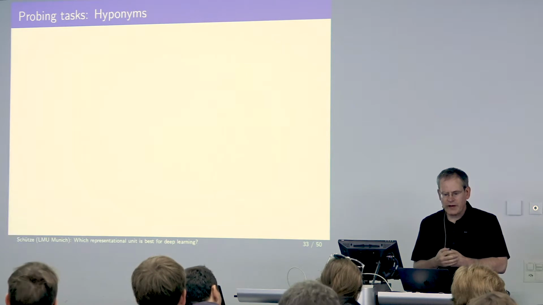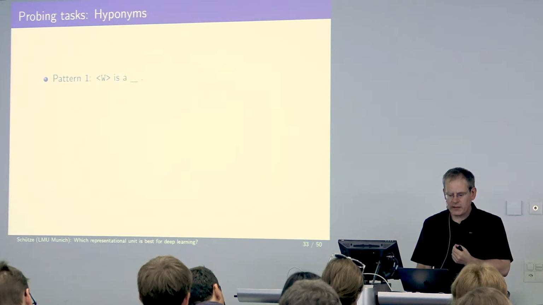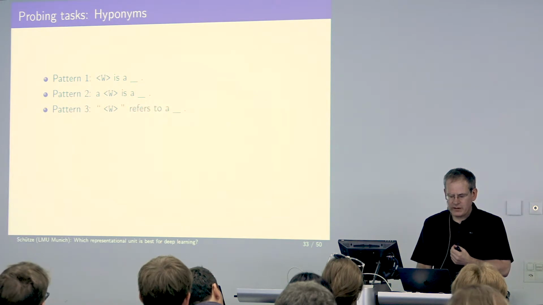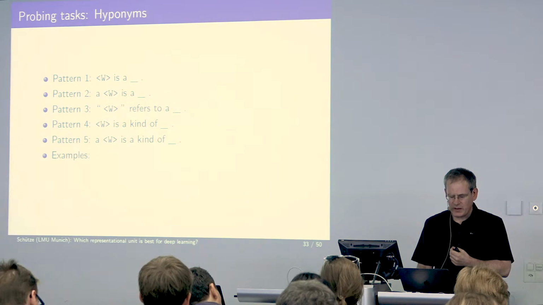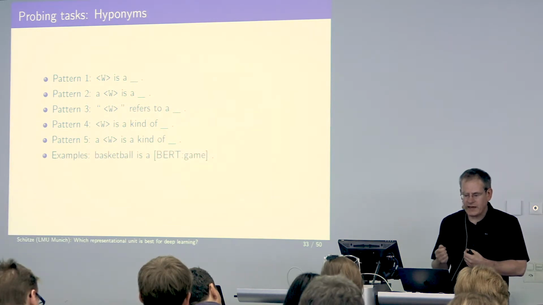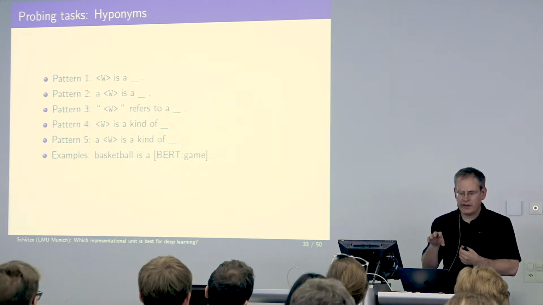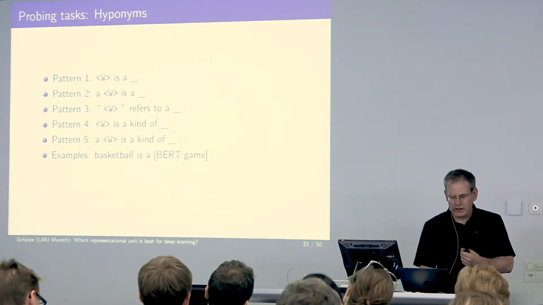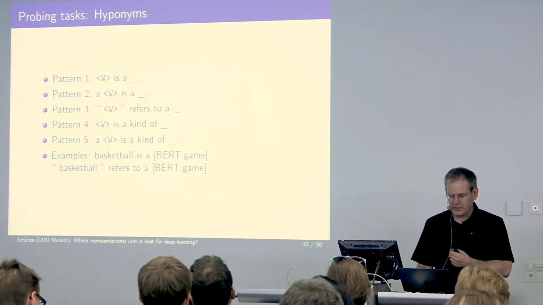Okay, let me go through the other three probing tasks. The second one is hyponyms. The first pattern here is W is a blank, period. A W is a blank, period. W in quotes refers to a blank, period. W is a kind of blank, period, and a W is a kind of blank, period. An example here would be basketball is a blank, period, and then BERT has to fill in actually a hypernym. So hyponym here, in the naming of the probing task, refers to basketball. So BERT here has to fill in a hypernym of basketball, and the same for this pattern. Okay?